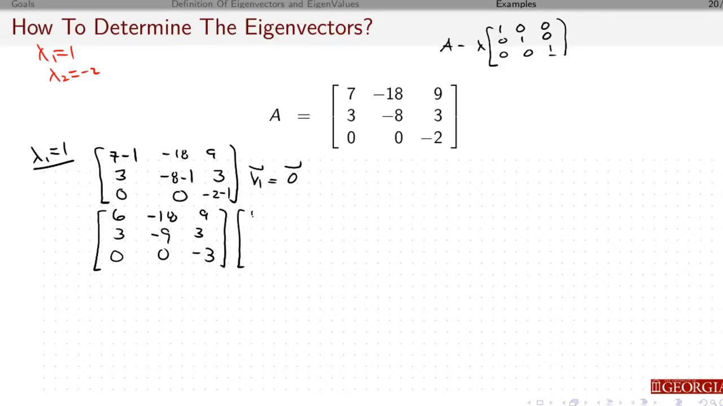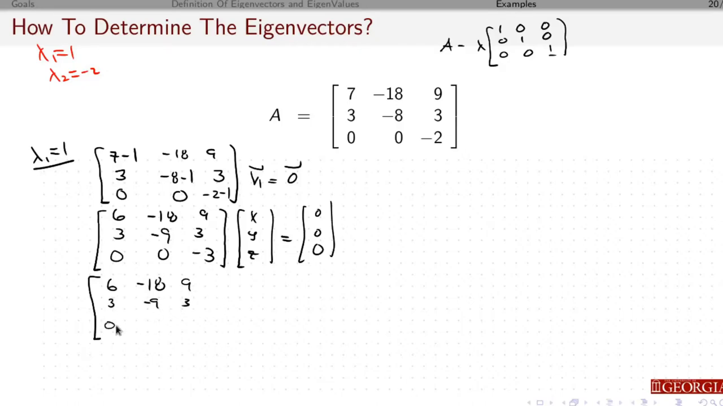I don't know what this vector is. I'm just going to arbitrarily call it x, y, z, equal to 0, 0, 0. And I know it's got 3 entries because this is 3 by 3. So I'm going to create my augmented matrix. Again, I really don't need these zeros, but I'm going to keep them here just to be complete.